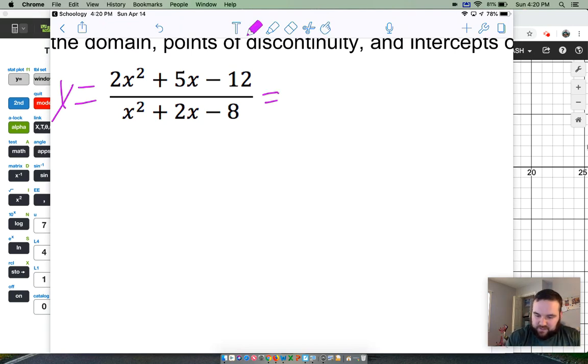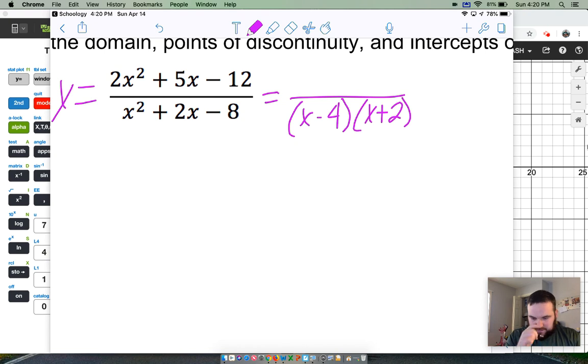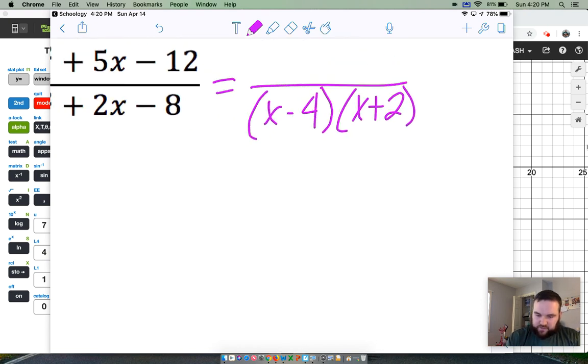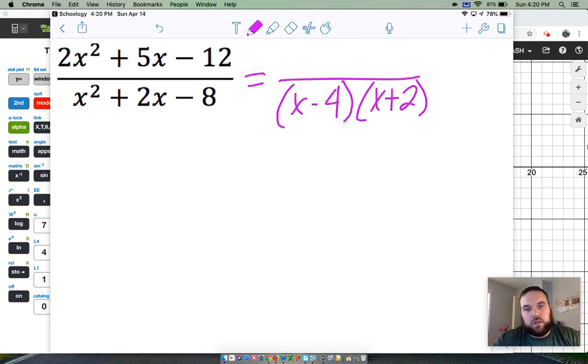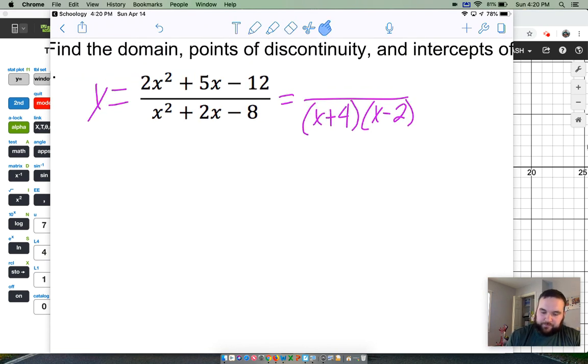The bottom is a little bit easier to factor because it's just regular x squared or 1x squared. So for that, if I find factors of -8 that add to +2, that is not -4. So here I did -4 and +2. Those do multiply to -8, but they add to -2. So what I need to do is switch the symbols around here. So it should be x plus 4, x minus 2.